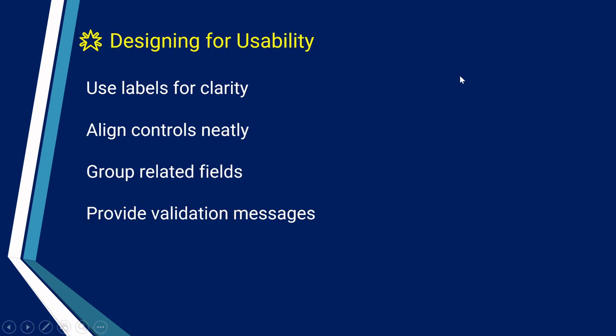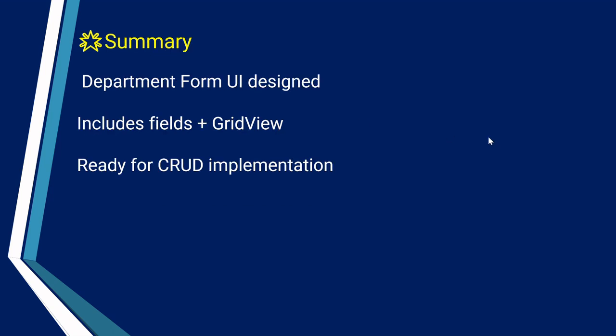Design your form with usability in mind. Use labels for clarity, align controls neatly, group related fields, and provide validation messages to guide the user. Styling enhances the user experience. Use CSS for spacing and alignment. Apply consistent fonts. Highlight important buttons and keep the design simple and clean.